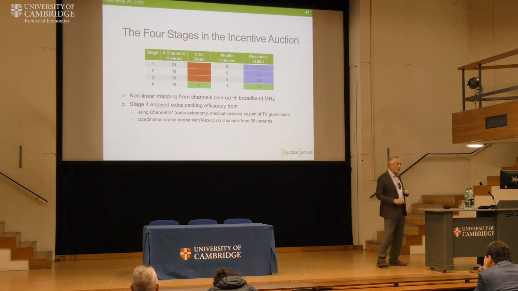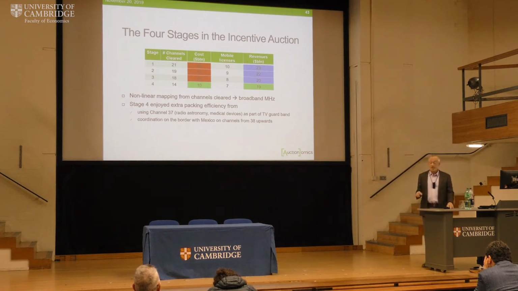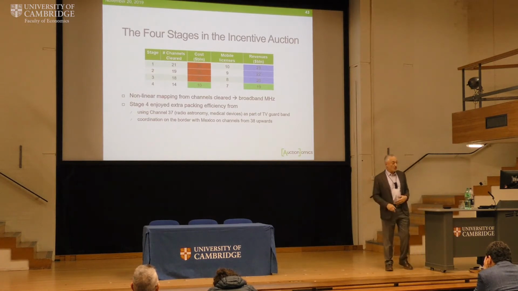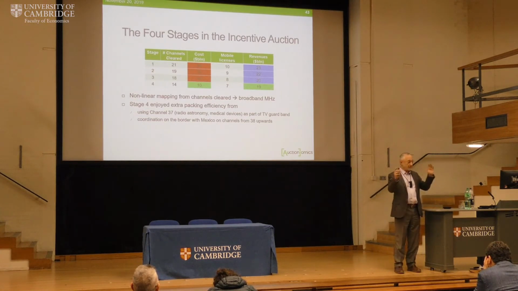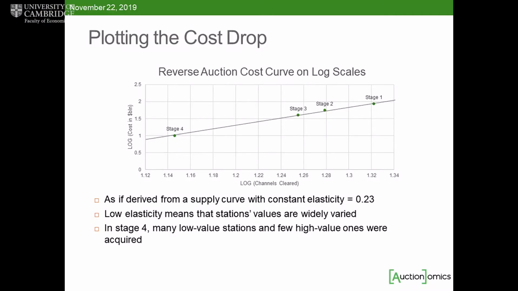But I'll show you that there's another reason that's more important that this is different too. And by the way, part of the gains in stage 4 is that channel 37 becomes part of the TV guard band, and coordination on the border with Mexico becomes easier. There's a whole bunch of stuff that went on that was also part of this story, but I'm going to leave those details aside. Okay, so we've seen this picture again.